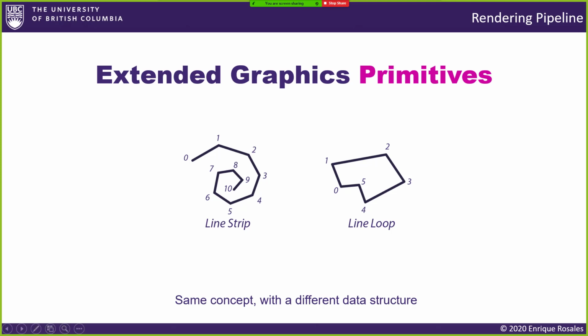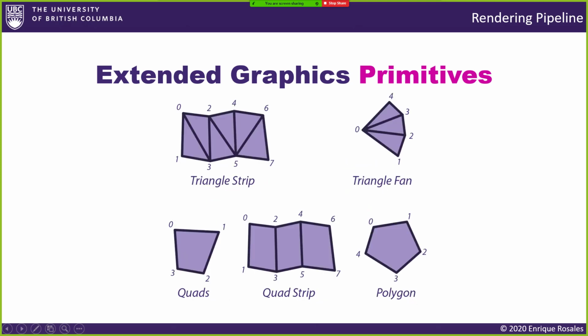The same, or something similar, happens with the extended graphics primitives for triangles. The real primitive is the triangle, but those triangles can be represented as a triangle strip, triangle fans, or also as quads, quad strips, or polygons, right? Again, this is just a different data structure that is used to save space, to avoid duplicating information for each triangle.